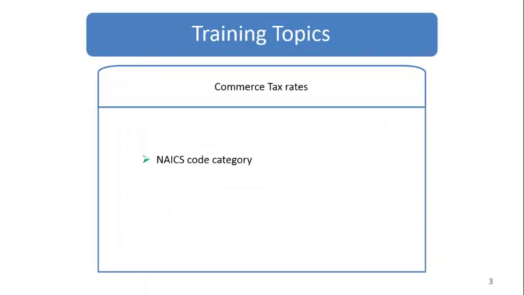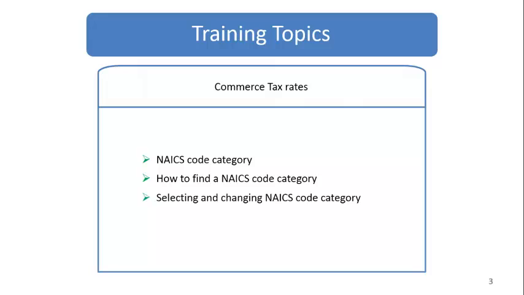In this module, we will discuss the different tax rates for commerce tax and how to determine the rate applicable to your business. We will discuss how to find the correct NAICS category, as well as how to select and change a NAICS code category. It is important for each business entity to select the proper NAICS code so that the correct tax rate is applied.